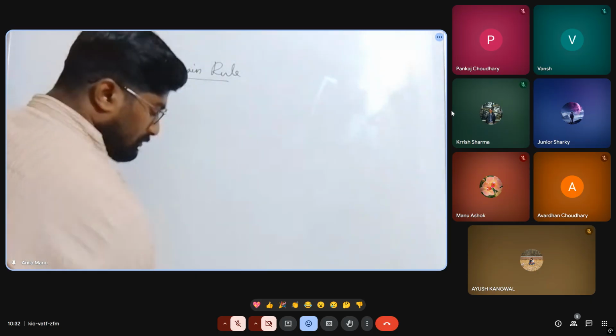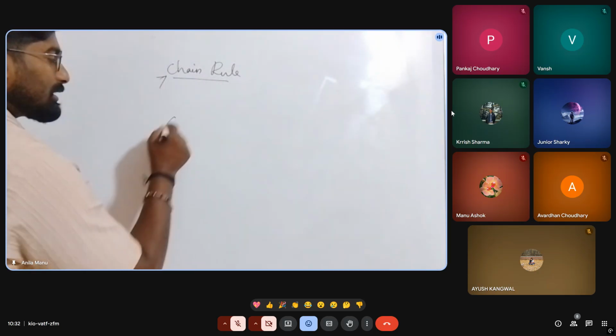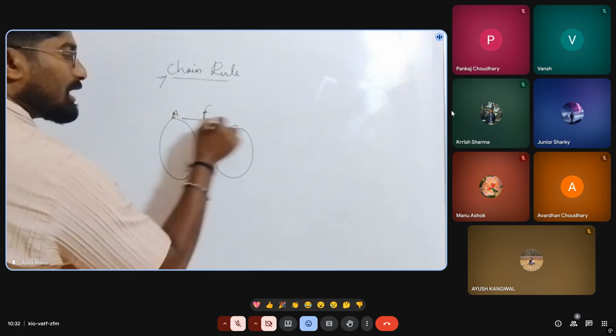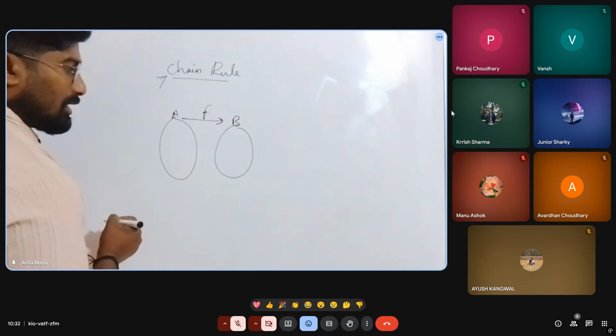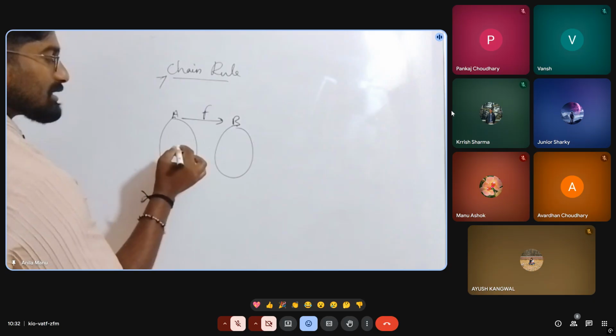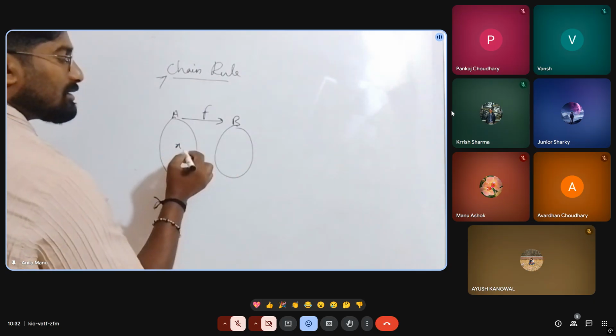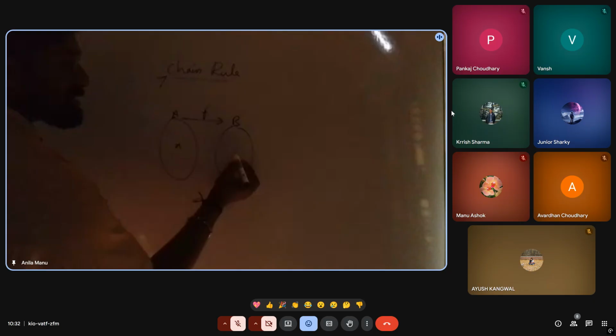See, I'm defining a function f from set A to set B. So there are many elements in this set. Let us consider the element in the set as x. And here, the image of x.